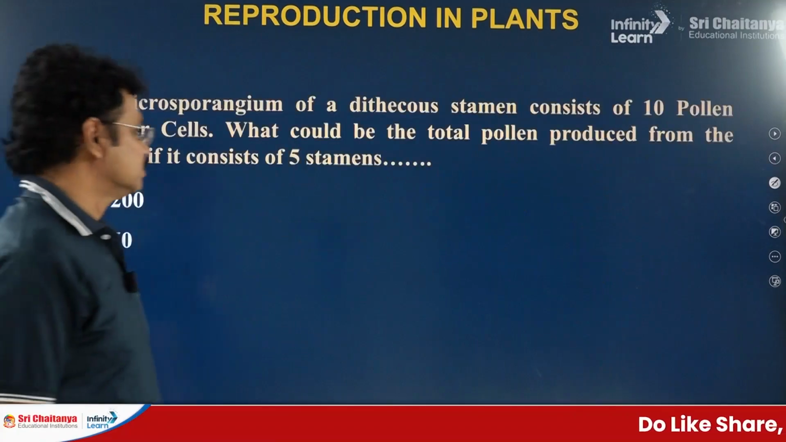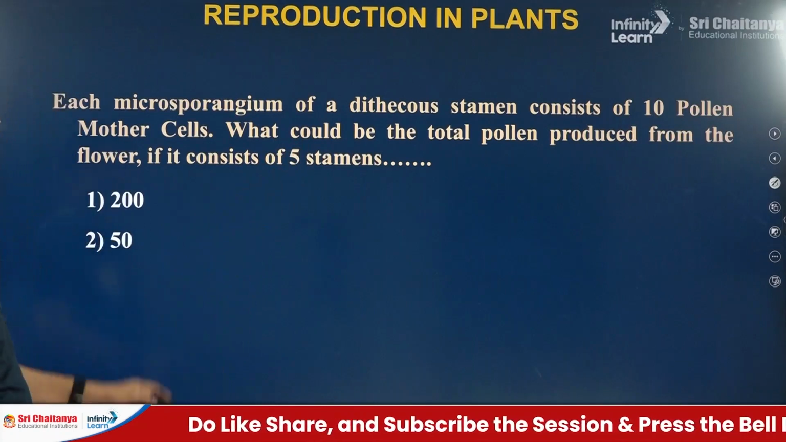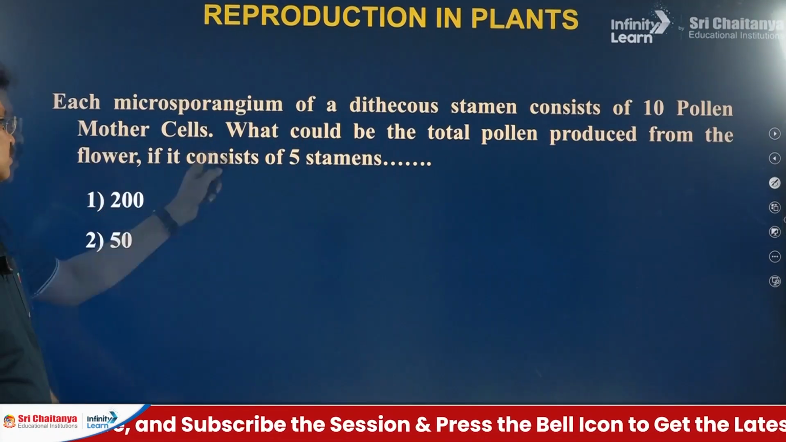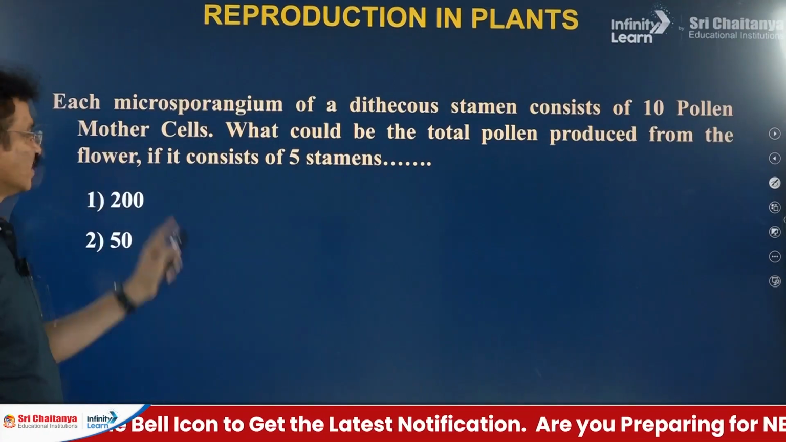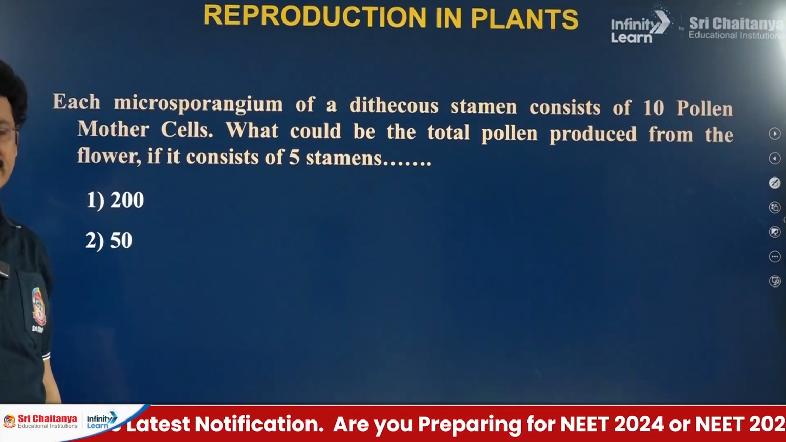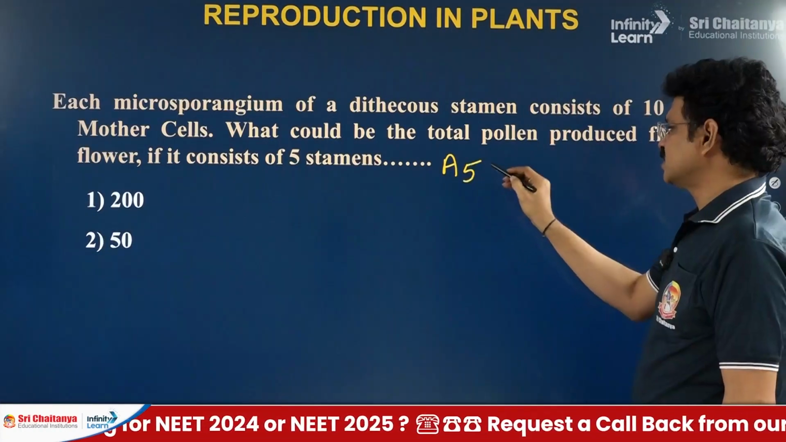Yes. The next question. Each microsporangium of the dithecous stamen or anther consists of 10 pollen mother cells. What would be the total pollen produced from that flower, if that flower consists of 5 stamens? All the stamens of a flower make up the androecium. The number given is 5.